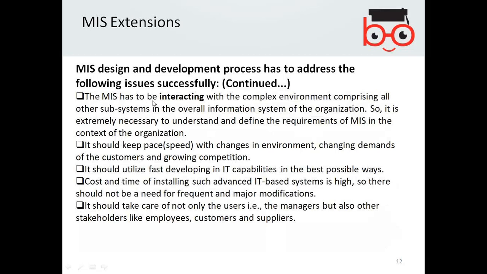The MIS has to be interacting with the complex environment comprising all other subsystems in the overall information system of the organization. So it is extremely necessary to understand and define the requirements of MIS in the context of organization. So the MIS has to be interacting with a complex environment.